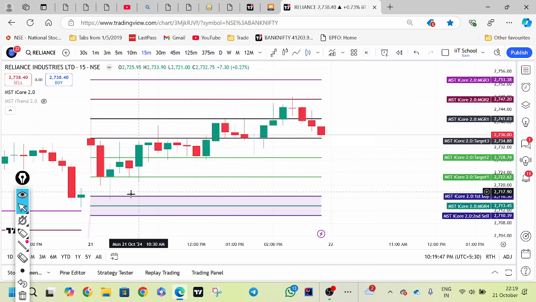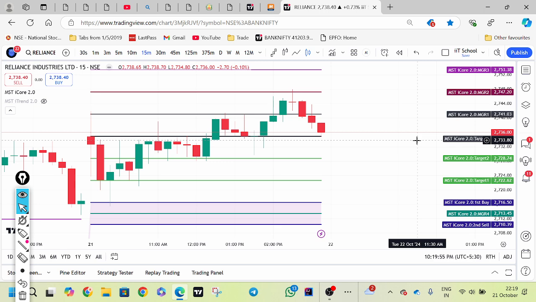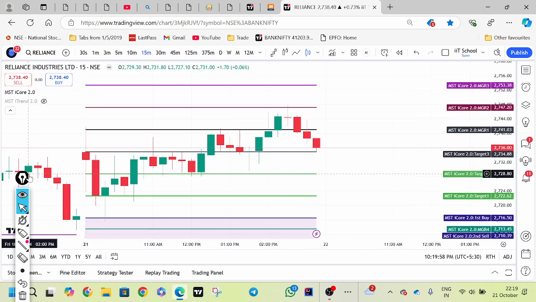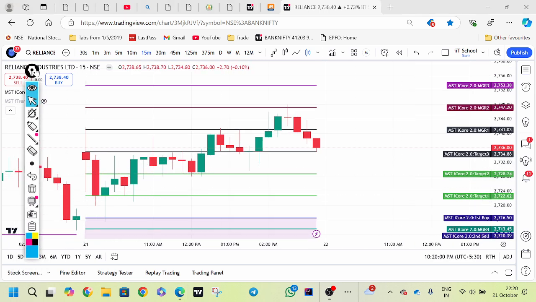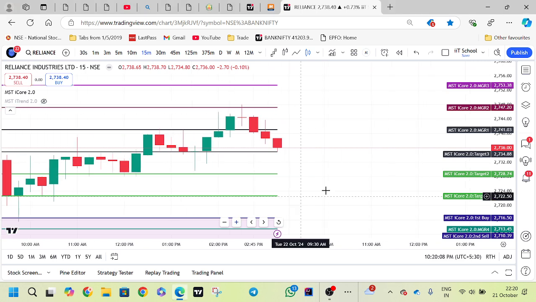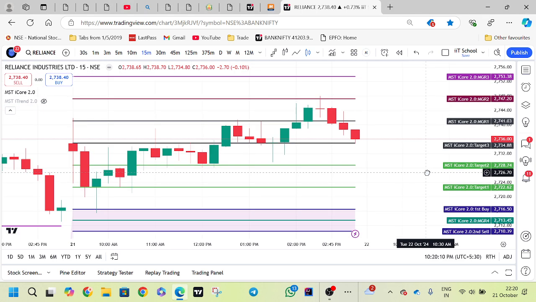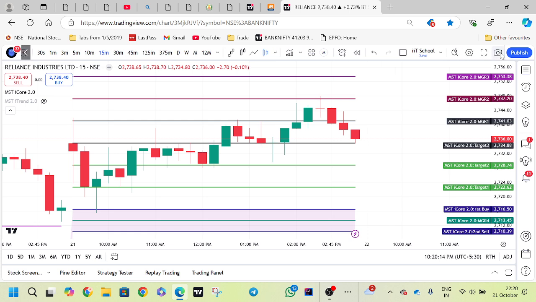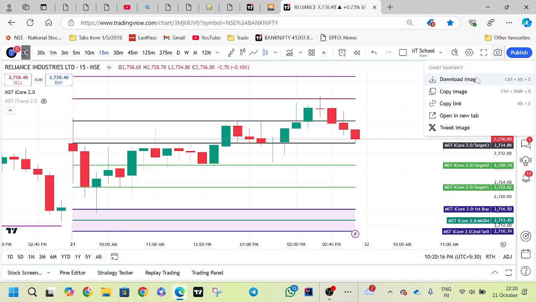So now what happened, you see, buy activated here, first target, second target, third target, fourth target and fifth target also exactly hit in Reliance Industries. At least today, if you had invested in Reliance Industries using our MSD iCore 2.0, then you would be getting a bonus in Diwali. So this is the small information we wanted to give you all.